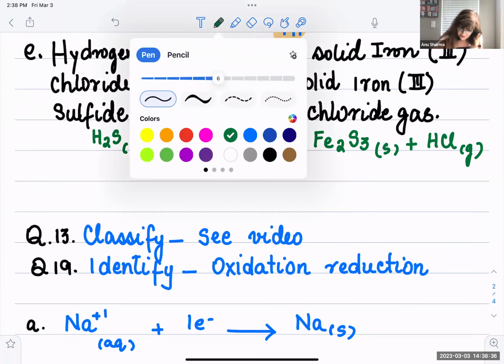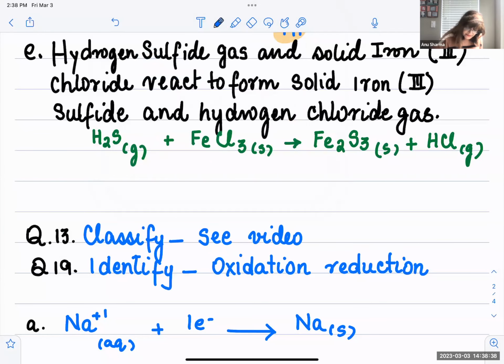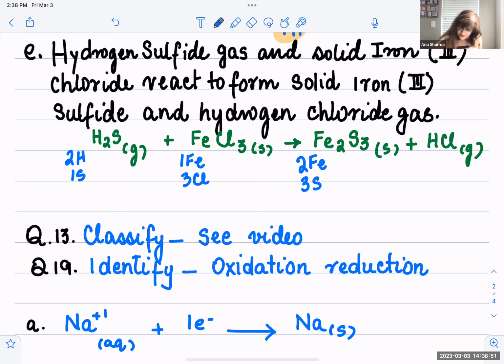Okay, next let's look at the number of atoms in balancing. So there are 2 hydrogens, 1 sulfur here, 1 iron, and 3 chlorines here. There are 2 irons here, and 3 sulfurs here. There is 1 hydrogen in HCl, and 1 Cl here. So irons are 2, chlorines are 3 and 1, and sulfur is 1. So pretty much nothing is balanced.